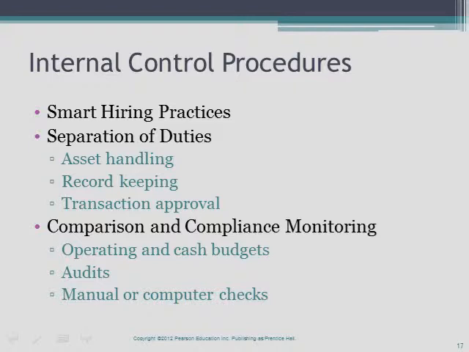In processing transactions, smart management separates three key duties: asset handling, record keeping, and transaction approval. For example, to avoid lapping of receivables, the duty of cash handling should be separated from record keeping for customer accounts receivable. Ideally, someone else should also review customer accounts for collectability and be in charge of writing them off if they become completely uncollectible.